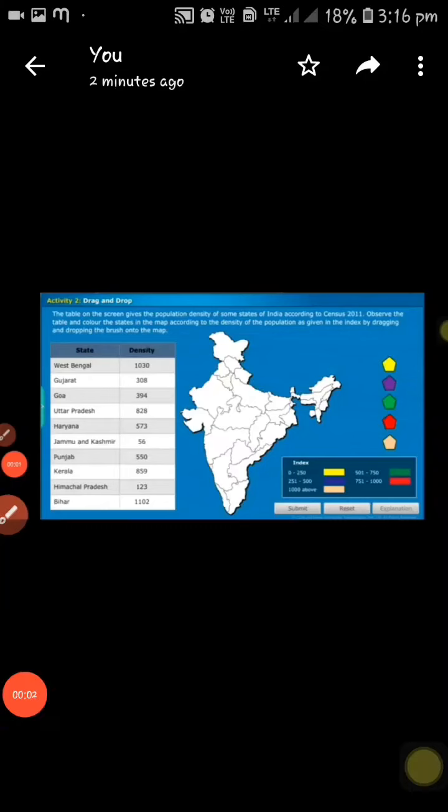The table on the screen gives the population density of some states of India according to the census 2011. Observe the table and color the state in the map according to the density of population as given in the index by dragging and dropping the brush on the map.